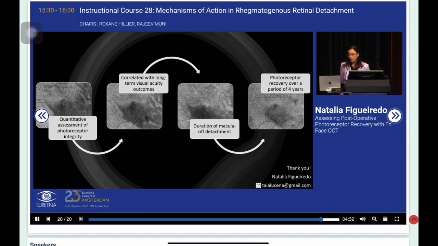The duration of macula-off detachment impacts the speed of photoreceptor recovery, and photoreceptor recovery can continue over a period of at least 4 years and likely longer.